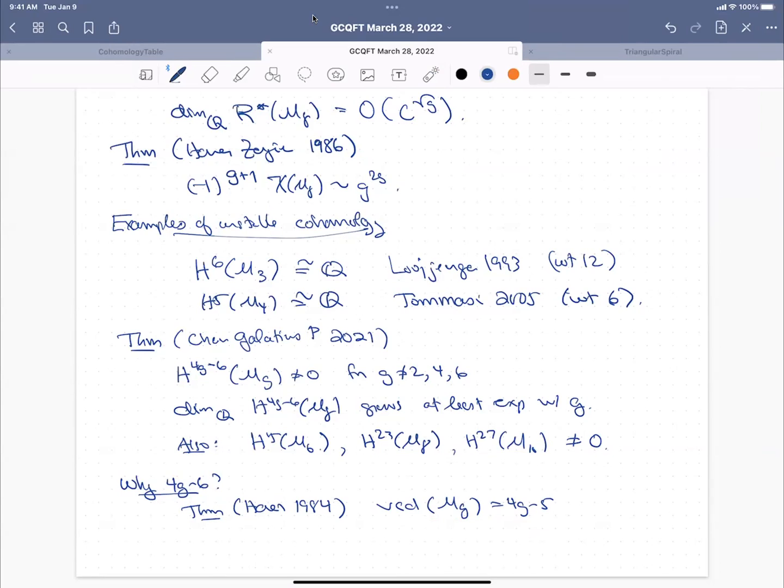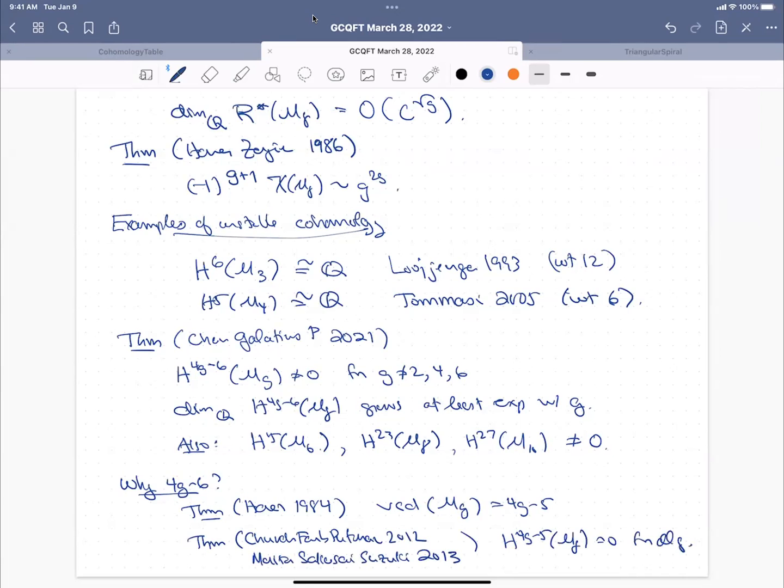That doesn't answer the question of whether the trivial local system has cohomology in degree 4g minus 5. That would be the singular cohomology of M_g. And the answer is that it does not. This was proved independently by 2 different groups using very different methods, Church-Farb and Putman, and Morita, Sakasai, and Suzuki, around the same time, 10 years ago. They proved that H^{4g-5}(M_g) is 0 for all g. So the significance of 4g minus 6 is that this is the highest degree in which M_g can have non-trivial cohomology. And for all but finitely many g, it does have cohomology there.